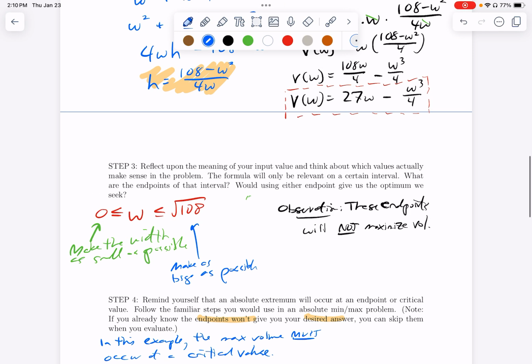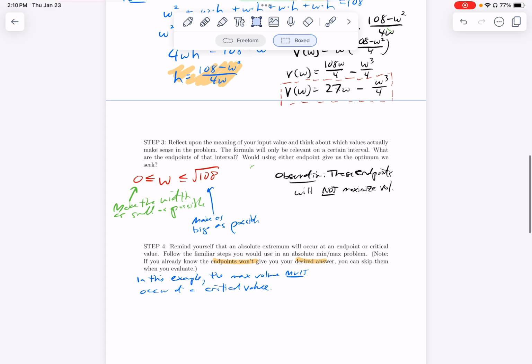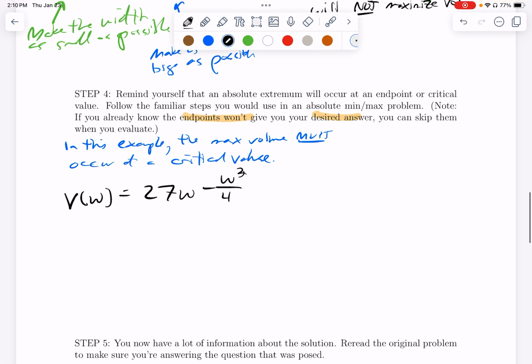So we will remind ourselves over here was our volume formula. So we'll recopy that. V of W equals 27W minus W cubed over 4. Critical value is where the derivative is 0 or undefined. Variable here is called W, but calculus is still the same. So 27 minus, let's remember that 4 on the bottom just means times 1/4. Right? If you want to write it this way, don't use the quotient rule when you don't need it. So we would have minus 3/4 W squared.